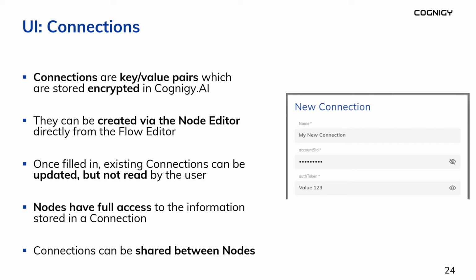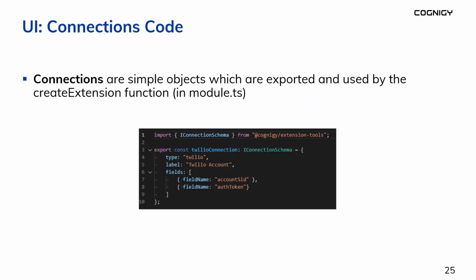Another nice thing about connections is that connections are not bound to nodes, meaning that connections can be shared across nodes if the node fields refer to the same type of connection. We're going to create a connection in a second so we can see how that works. Connections themselves are relatively simple objects, which are just like nodes exported, and then you can use them in the create extensions function in the module TS. And below we can see an example for the Twilio connection.